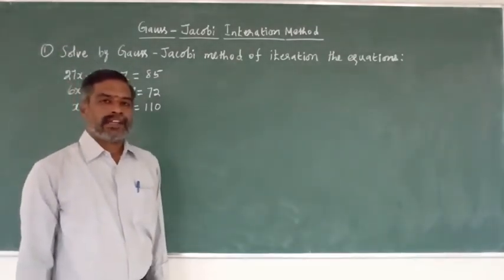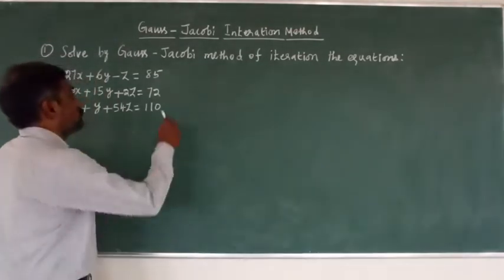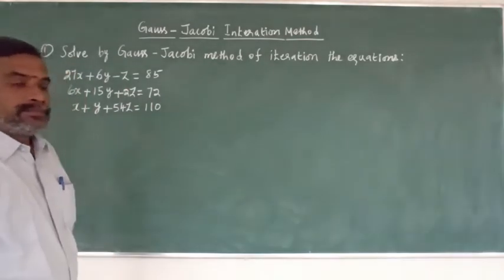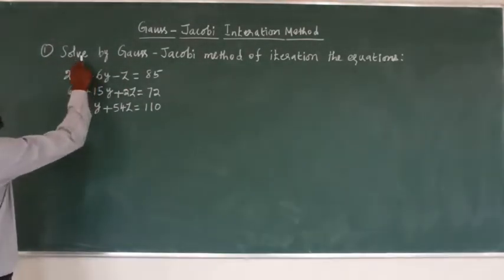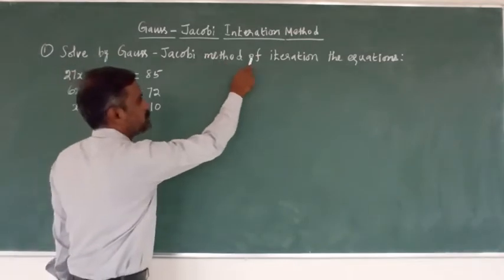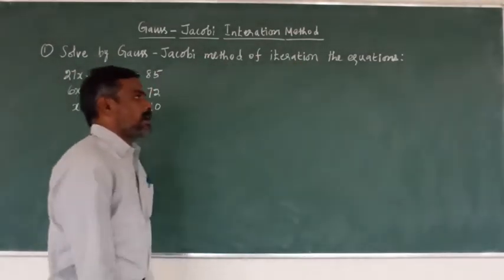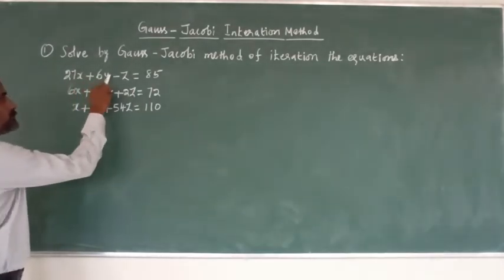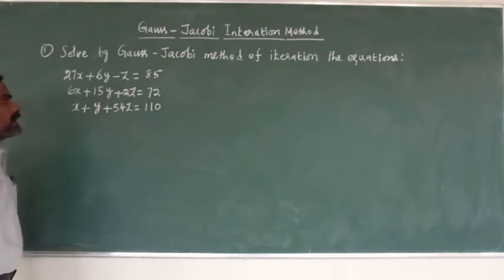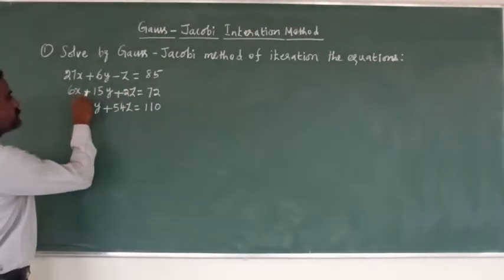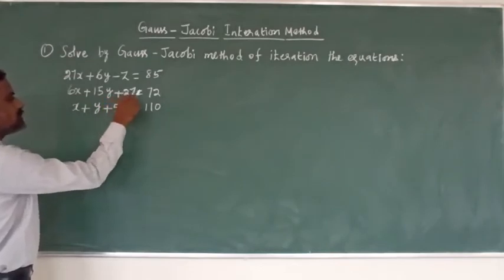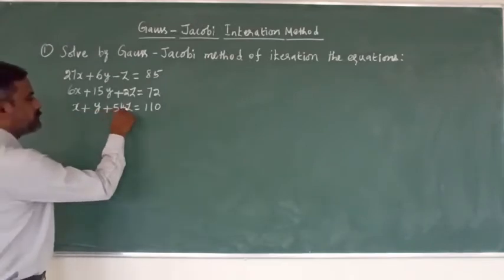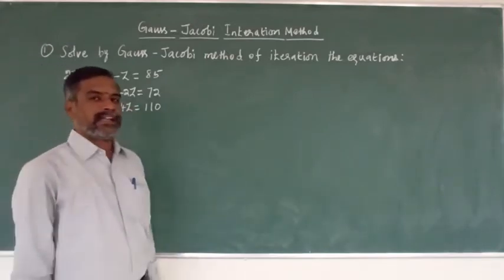Good morning. Today we will discuss the Gauss-Jacobi iteration method. First sum solved by Gauss-Jacobi method of iteration. The equations: 27x + 6y - z = 85, 6x + 15y + 2z = 72, and x + y + 54z = 110.